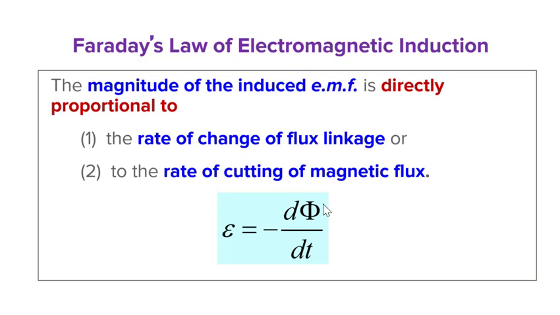E.m.f. is directly proportional to the rate of change of flux linkage or to the rate of cutting of magnetic flux. Recall also that Faraday's law of electromagnetic induction is more commonly written in the form of E equals minus d phi dt. For this case, we are going to use this second form of Faraday's law, which is the rate of cutting of magnetic flux, to get the expression for the magnitude of the EMF induced.